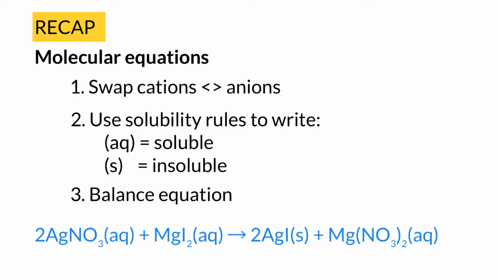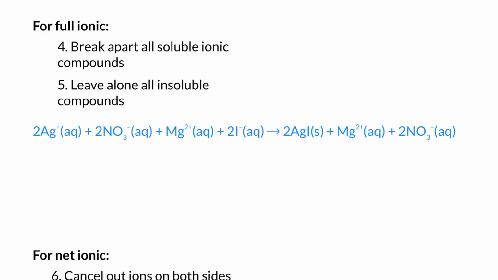We use the solubility rules, so silver iodide. Iodides are generally soluble, but silver is an exception. So we write an S there for insoluble or precipitate. And then nitrates are all soluble with no exceptions, so that's why we write aq down below.